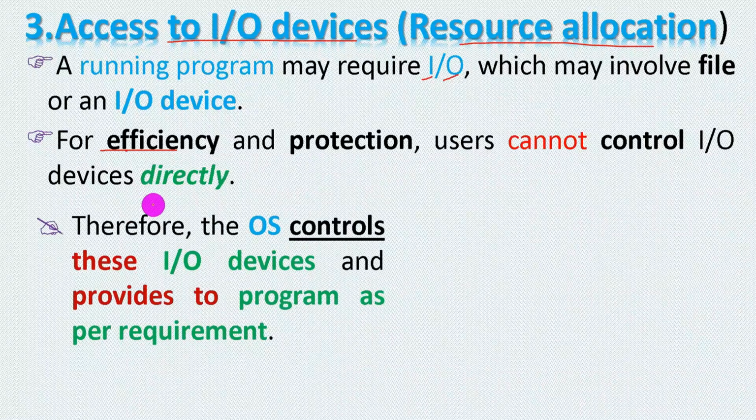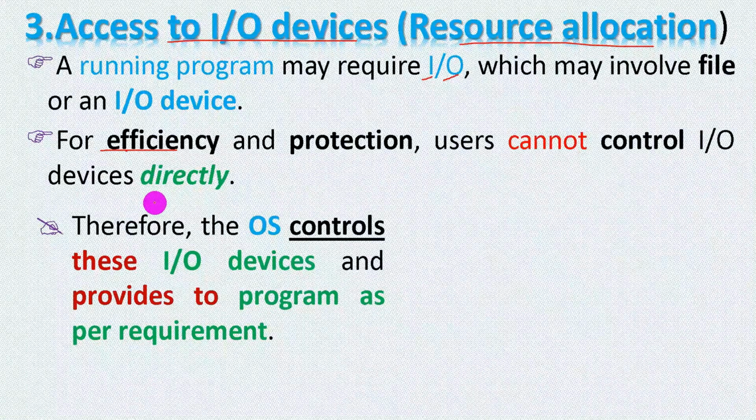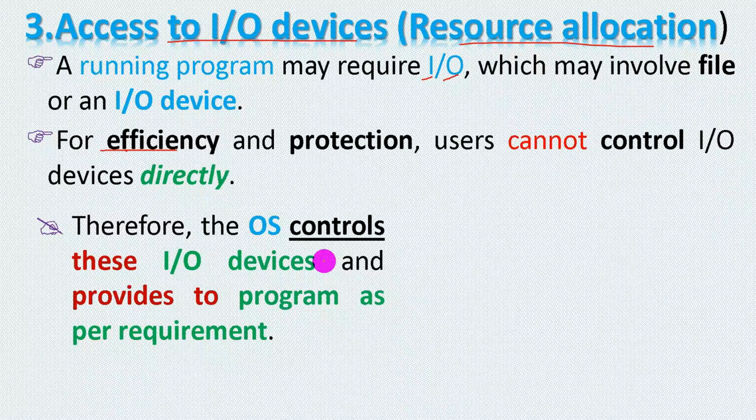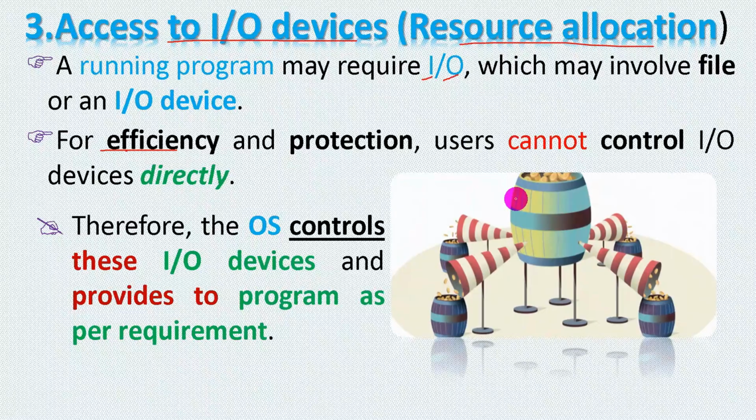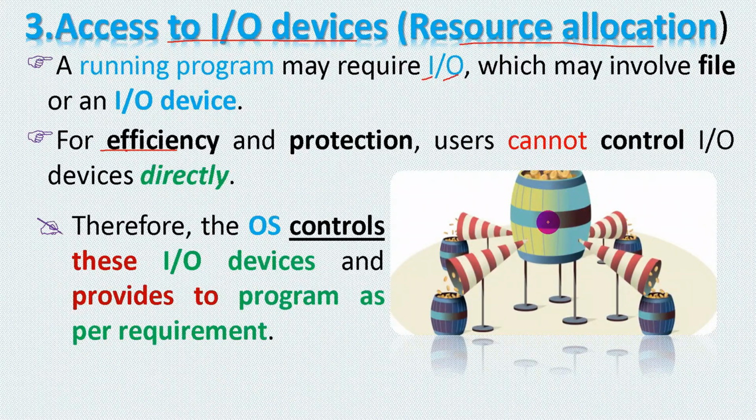In order to control input-output devices, we need the operating system. This operating system controls input-output devices and provides them to a program as per requirement. For instance, as you have seen here, there is a resource. In order to allocate each resource to a user as per requirement, the operating system controls and allocates or shares these resources. The fourth one is memory management.